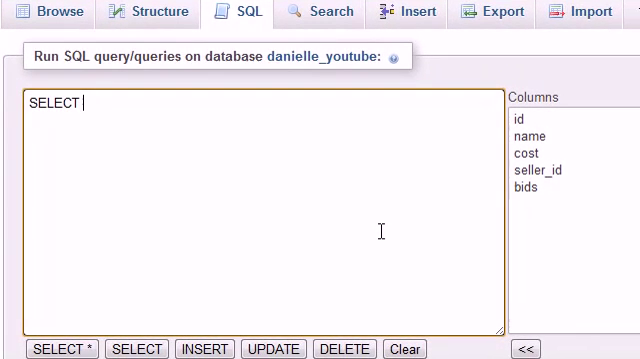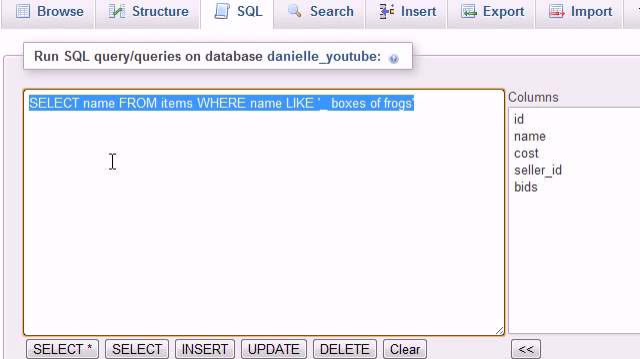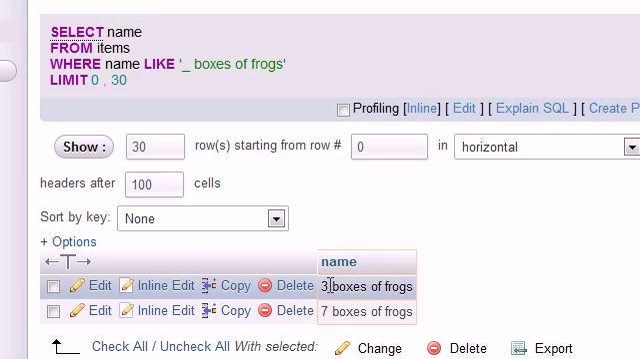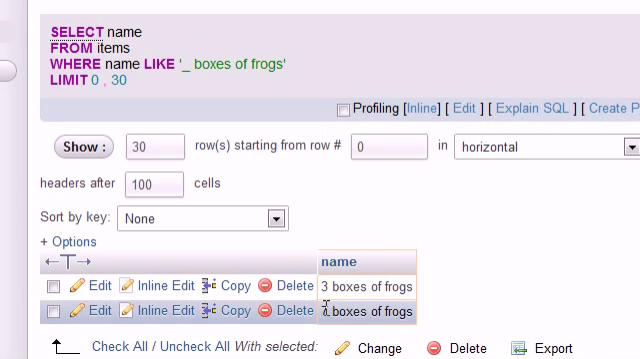So let's go ahead and select the name of item from the table items, of course, where the name of the item is like. Now, instead of using that percent sign wildcard, I'm going to use an underscore wildcard. Now, I happen to know this site sells boxes of frogs. Frogs, I say? Yes, frogs. So let me go ahead and run this query and see what we get. 3 boxes of frogs, 7 boxes of frogs.